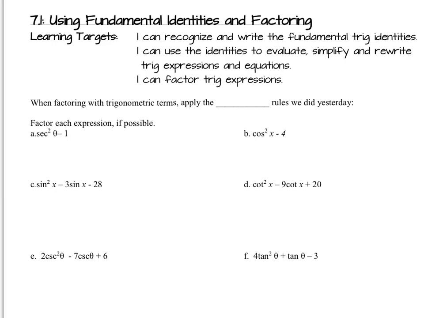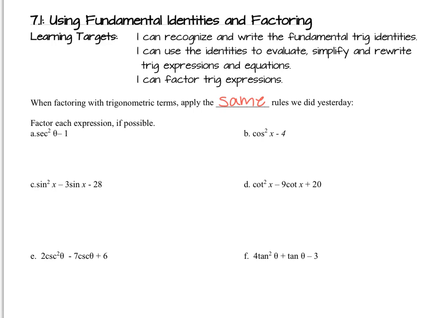Lesson 7.1 is going to incorporate both parts of our preview lesson. We're going to factor with trig terms, and we'll utilize identities when needed to help us in that factoring process. When factoring with trig terms, we're going to apply the same rules as we did yesterday, or with 7.0. So it says factor each expression if possible.